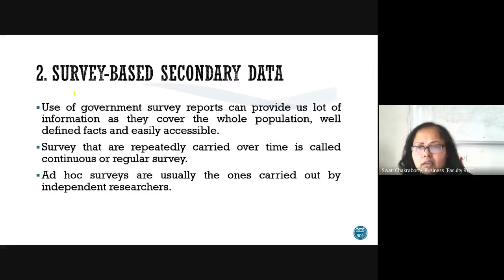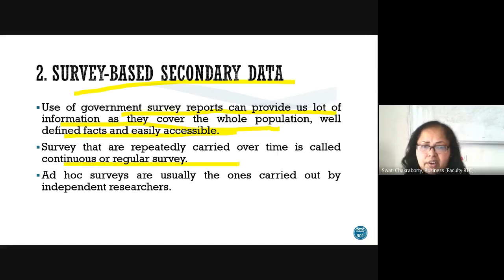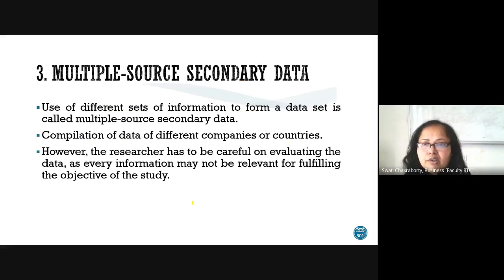Survey-based secondary data, as we were just talking about. Here, government survey reports can provide us a lot of information as they cover the whole population, well-defined facts and easily accessible. Surveys that are repeatedly carried out are called continuous or regular surveys, and there can be ad hoc surveys also, which come generally when they are carried out by independent researchers.